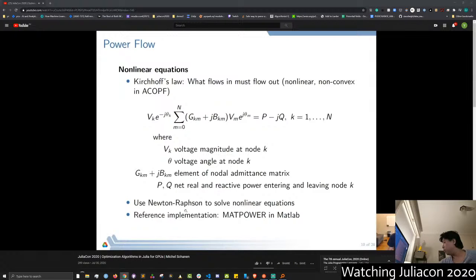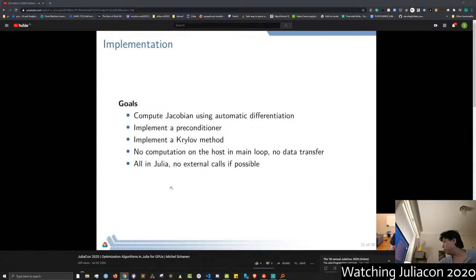We still have a Newton algorithm, we still have to provide the Jacobian, and we still have to have a linear solver that runs on the GPU. As a reference implementation, we use MatPower in MATLAB. So our goal is to compute the Jacobian using automatic differentiation and see how we can extrapolate that to the optimization later. See what we do about the linear solver.